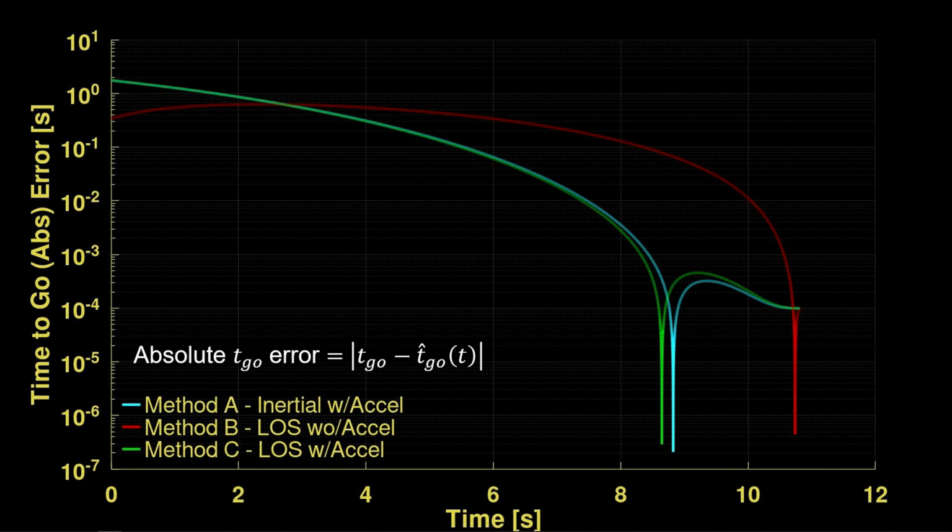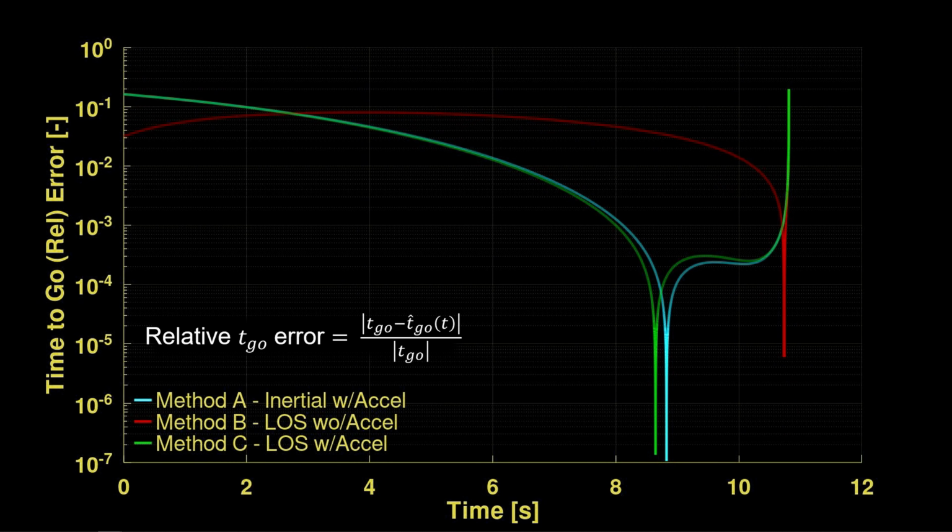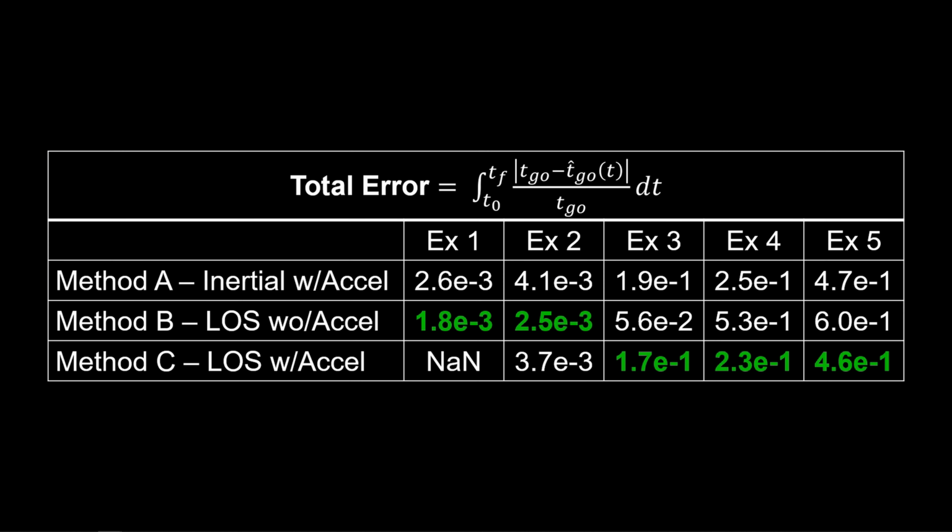The absolute error plot more clearly shows the accuracy of each method, with very similar results between methods A and C. And the relative error plot, a similar story. Now, tabulating the total error, we find that methods A and C are slightly more accurate than method B, particularly for when the target accelerates. The most accurate method for each example is in green.